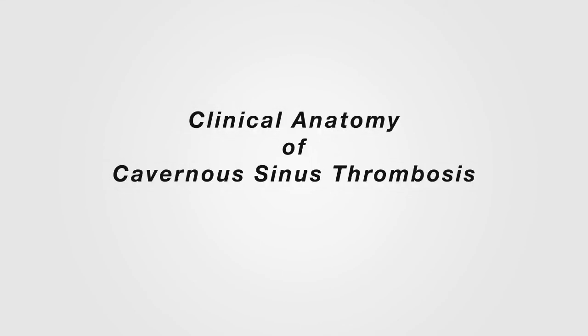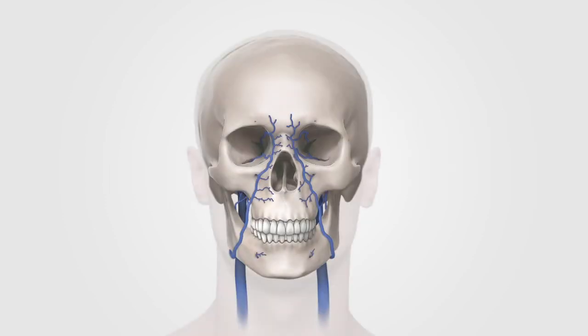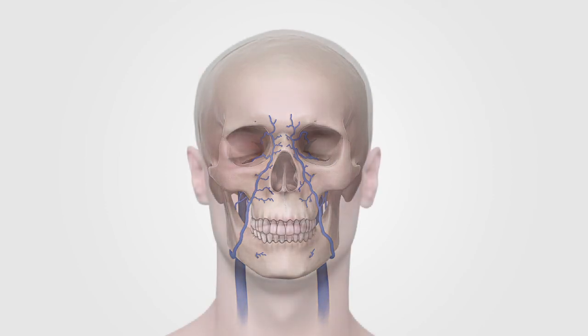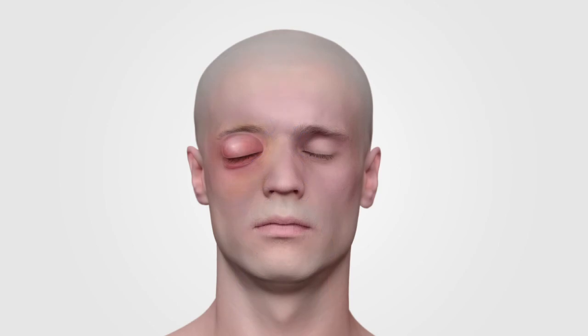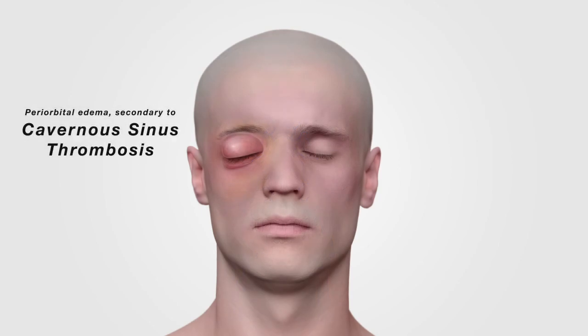The cavernous sinus is part of the dural sinus system, but also forms a complex anastomosis with veins of the face. Within this venous network, blood flows bidirectionally into and out of the cranial cavity. Consequently, infection can follow these routes to the cavernous sinus, leading to a life-threatening condition called cavernous sinus thrombosis.